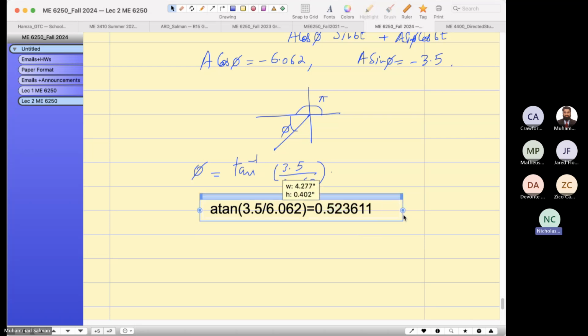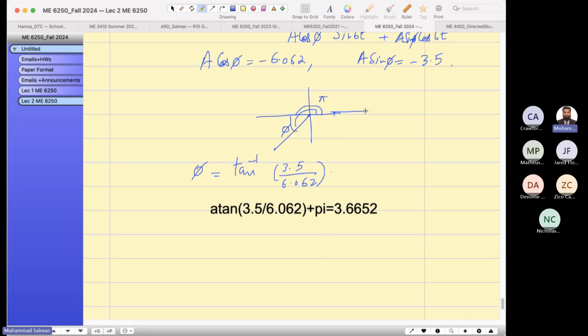Minus 3.5. Yeah, minus plus phi. Actually, this is, yeah. So total is this angle. So we have to add this whole, I believe this minus, starting from zero axis, positive real axis. So this is the phi angle. You have to add this pi.